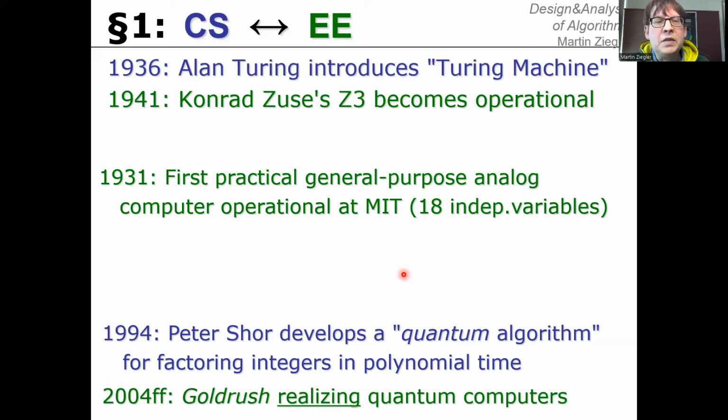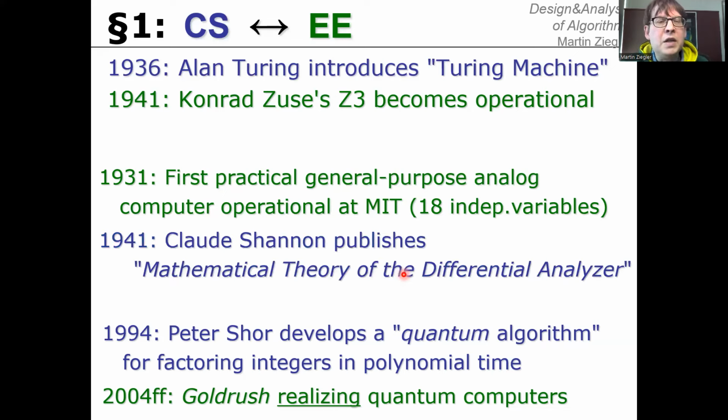In 1936, 5 years later, MIT employed an operator for keeping this machine running, and that operator's name was Claude Shannon. And Claude Shannon started thinking about the capabilities and limitations of such an actual engineering-built analog computer. And again, 5 years later, in 1941, he published this nowadays also famous paper on the mathematical theory of a differential analyzer, where he first introduced a mathematical model of such a computer.